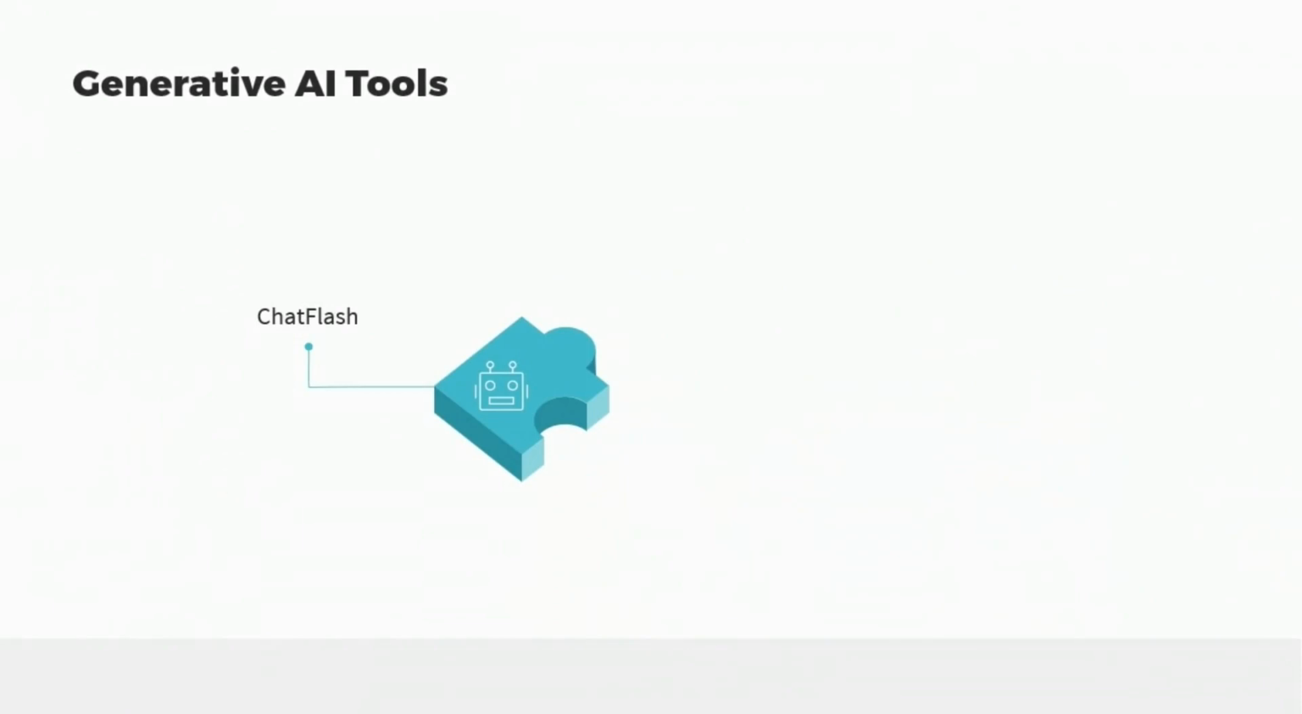We also have ChatFlash. This is an AI generative tool that helps us to create content through a chat option. So ChatFlash is a great tool for this. We have SEO optimization, prompt templates, image generation.